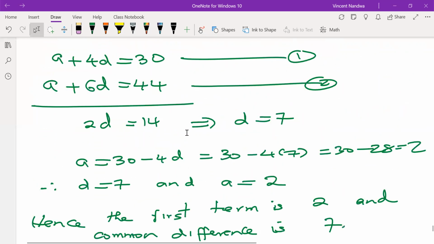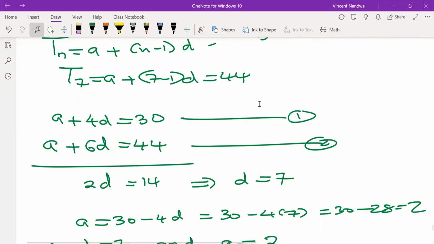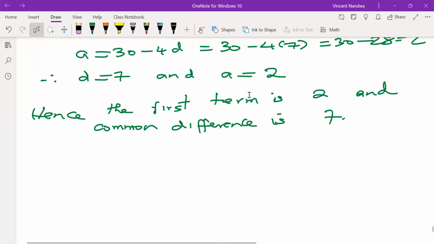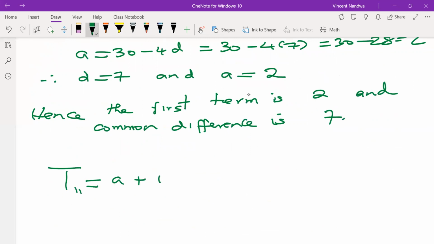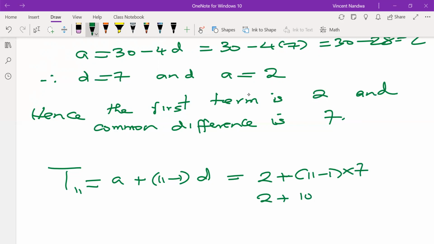Then we had to find those two values and find the 11th term. So the 11th term, T11, will be a plus 11 minus 1 times d. So which will be a, which is 2, plus 11 minus 1 times d, which is 7. So 2 plus 10 times 7. So 2 plus 70, which is 72. So this is the answer to that question.